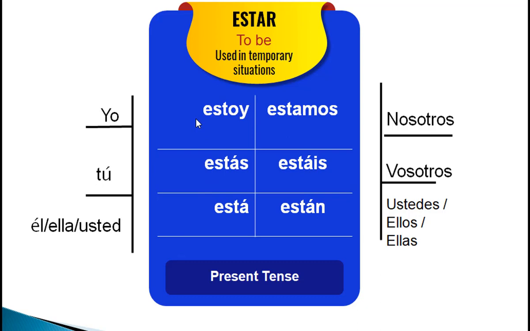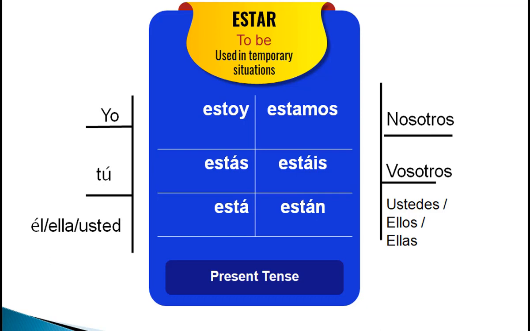The yo form. For yo form it is estoy. You want to say I am, estoy. For you form or tú form, estás. If you see here, there's a little accent on the A, and that means we have to give a stress. Estás. The third one, él, ella, usted form, está. Again, the stress is on A since we have this accent.